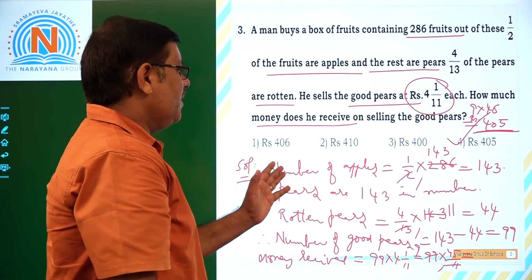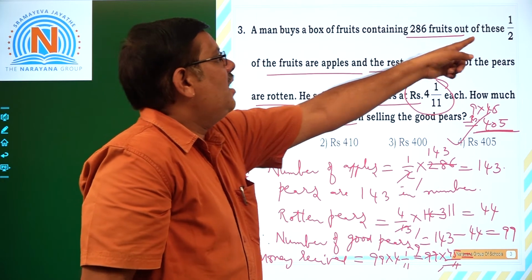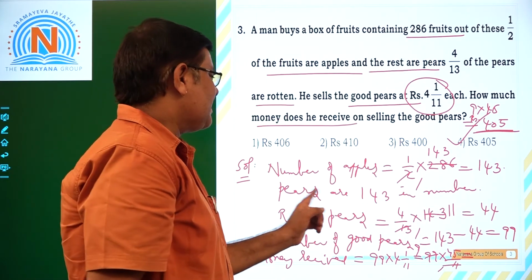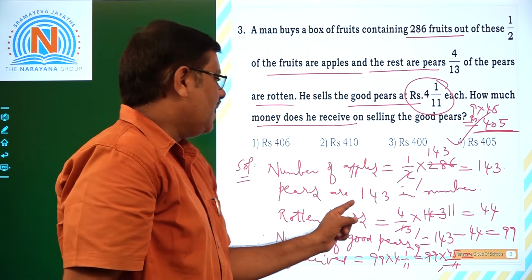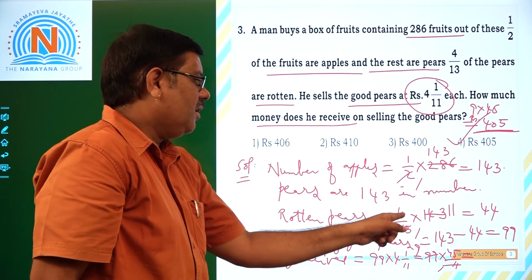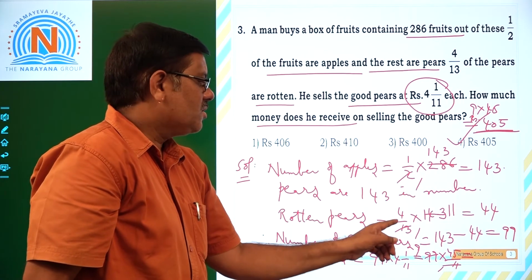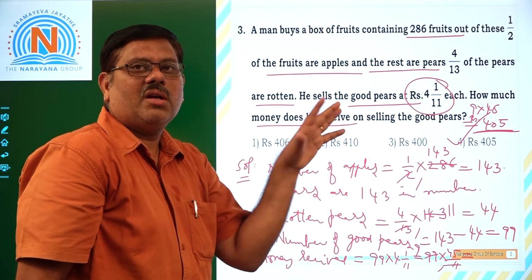So how did we solve it? First we calculated the number of apples. Number of apples is half of 286 fruits. So half of 286 is 143. Rest are pears. If 143 are half, the next half is also 143. They are pears. In that, how many are rotten? 4 by 13th part of 143 are rotten. So 4 by 13th part of 143 is 44. So there are 44 rotten pears.